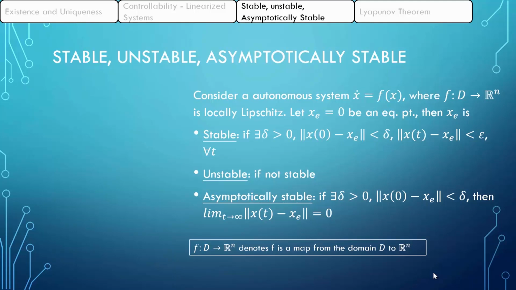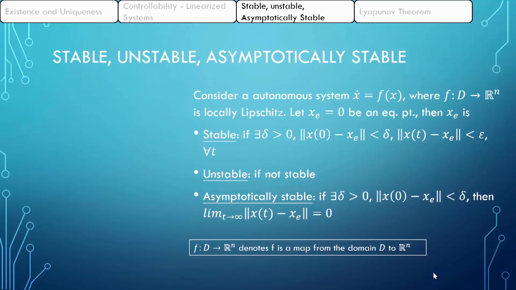We cover this session right before we dismiss from class. Stable and asymptotically stable. So stable means, given that the initial condition is near the equilibrium point xe, near means within a distance of delta from the equilibrium, then for any time t greater than 0, it never leaves this equilibrium point too far away. The distance is always bounded.